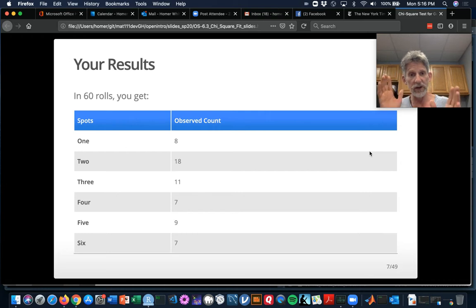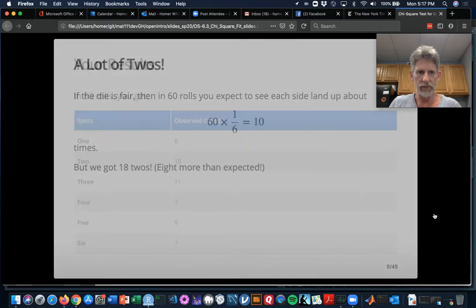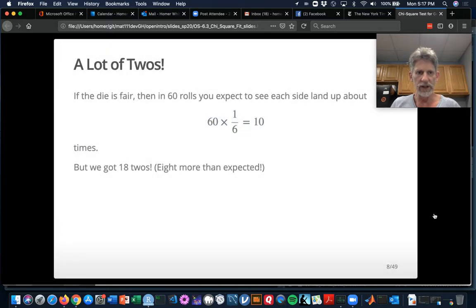And in the 60 rolls, let's say that you get 8 one spots, and you get the 2 spot 18 times, the 3 spot 11 times, the 4 spot 7 times, the 5 spot 9 times, and the 6 spot 7 times. And I would think immediately when you look at that, your eye is drawn to the number of 2 spots. That seems like a lot. I mean, that is a lot of 2s.